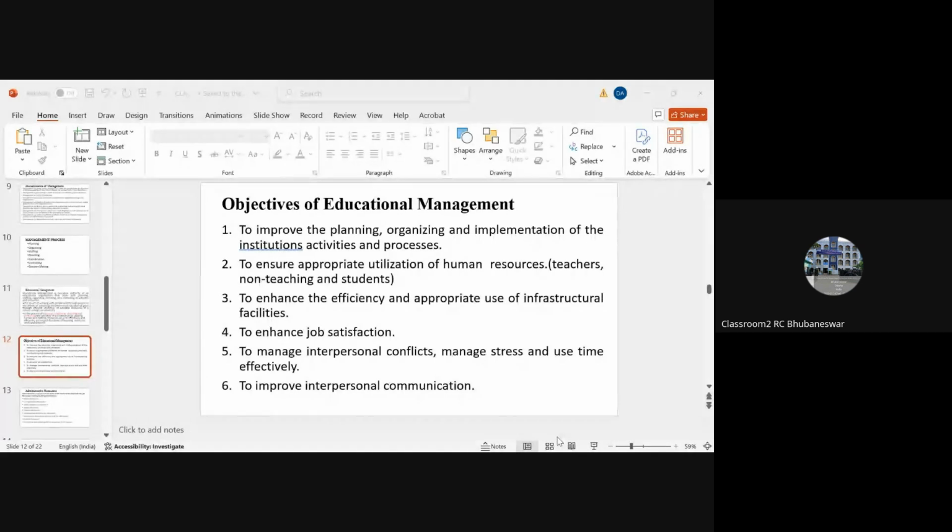So to ensure appropriate utilization of human resources, whichever human resources are available in the educational institutions have to be utilized properly, appropriately. Educational management works for that.